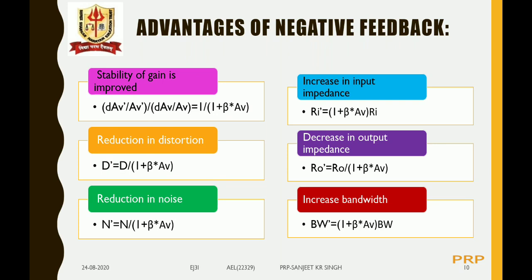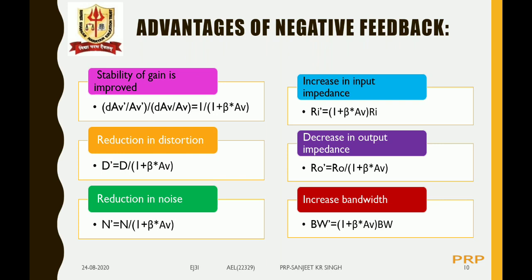Here we have the equations to show how the values change with the negative feedback circuit. First, the stability of the gain is improved by a factor of 1 plus beta times AV, where AV is the open loop gain and AV dash is the gain with feedback of the negative feedback amplifier. For reduction in distortion, similarly, the new distortion D dash is equal to the open loop distortion D divided by 1 plus beta times AV.